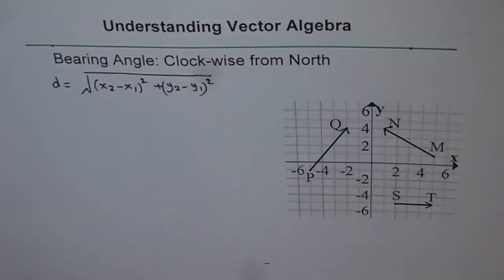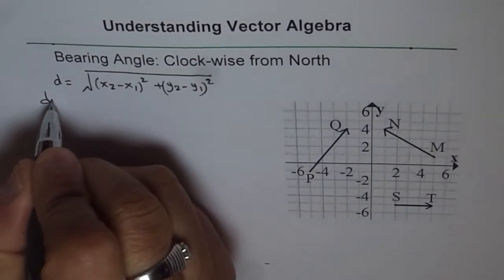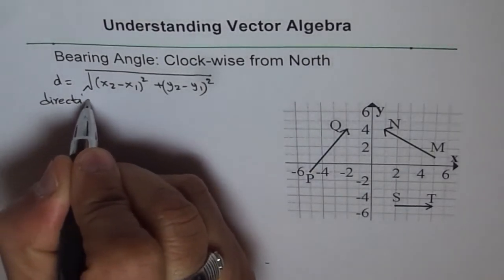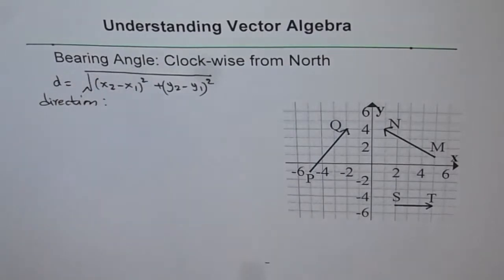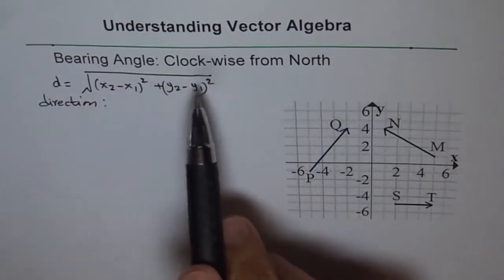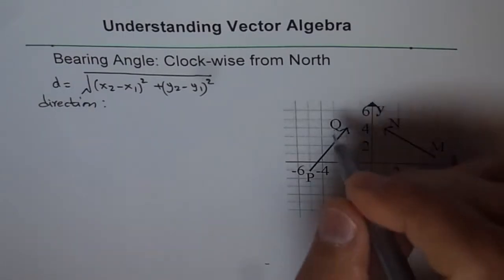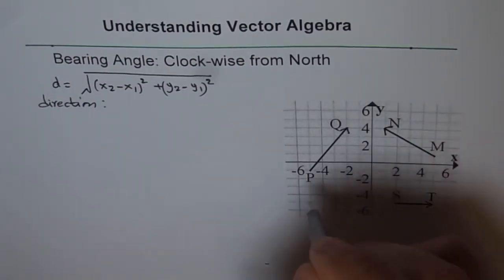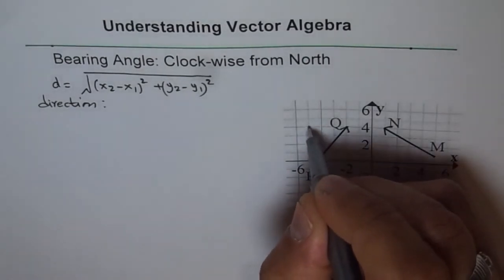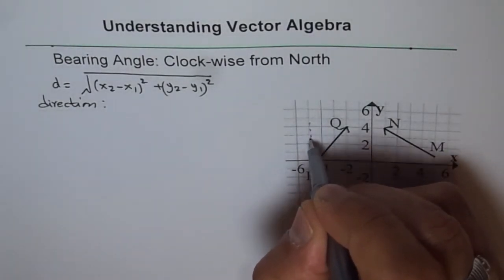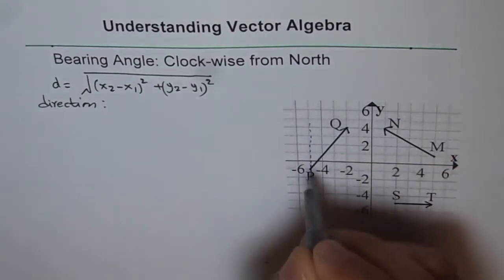Now our primary concern here is to find direction, the other component of a vector. How do we find direction? One way is to write the direction in terms of bearing angle. Bearing angle is always measured from north and clockwise, as I have told you. Now let's see how to calculate this. Let's start with the first one, which is PQ. Think like this, that we have a coordinate plane here.